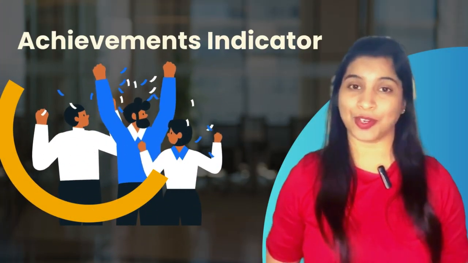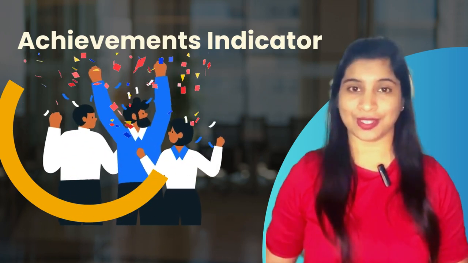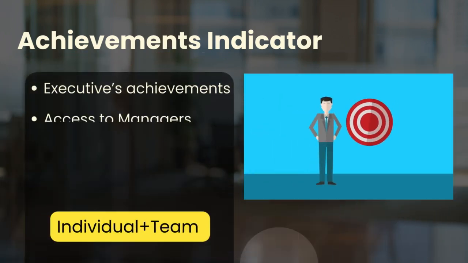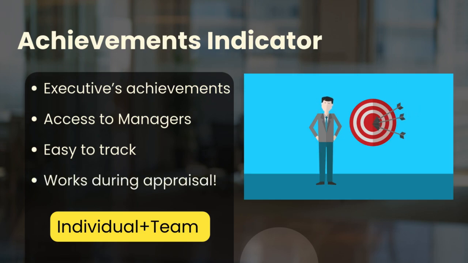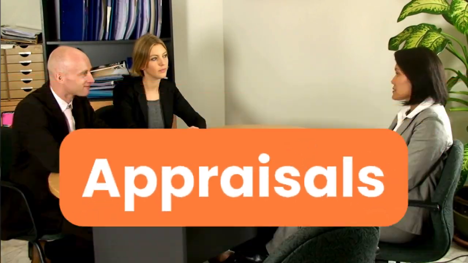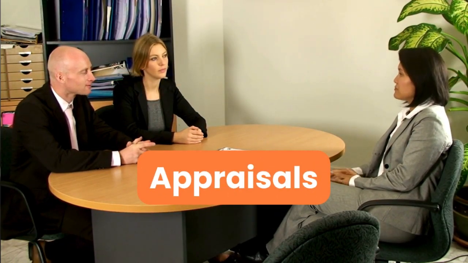Achievements Indicator is one of the favorite tools of all the users. Their achievements in terms of sales, their targets or any other relevant field can be recorded centrally in Achievements Indicator. This comes in handy especially for the managers at the time of appraisals.